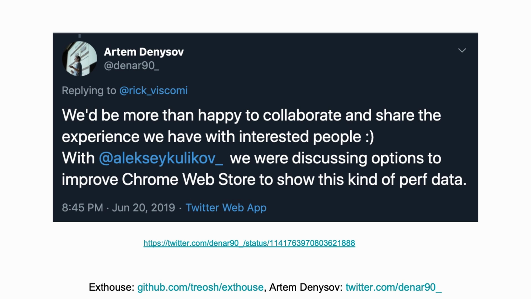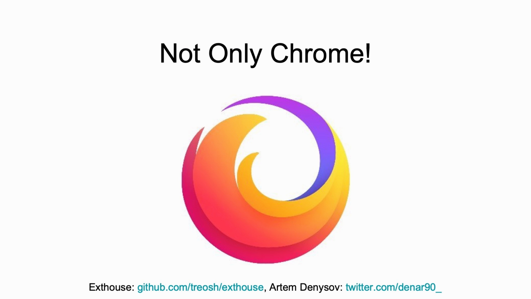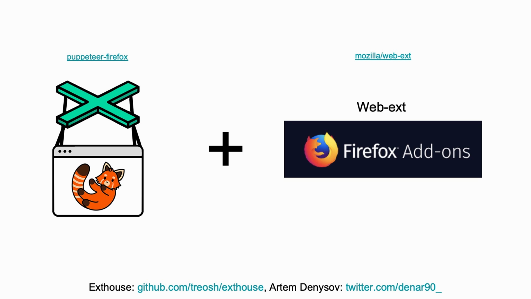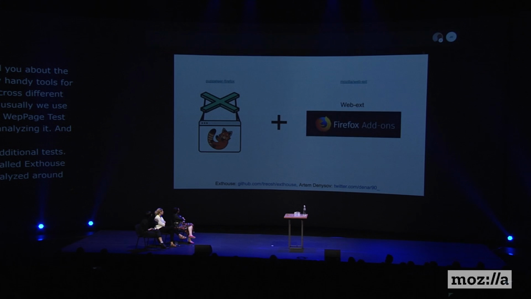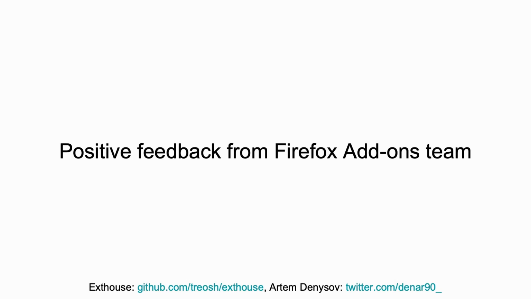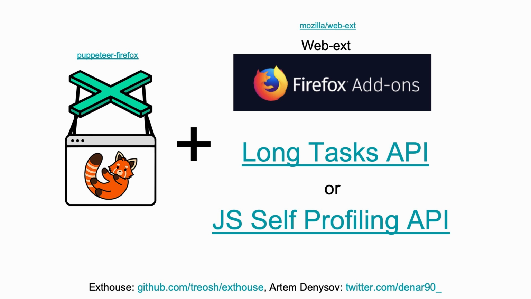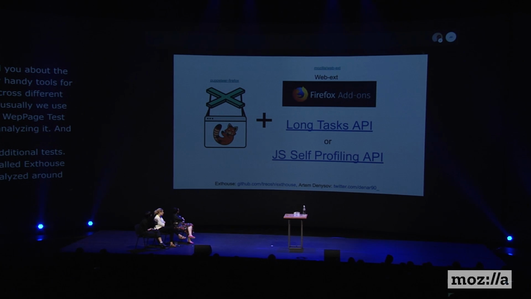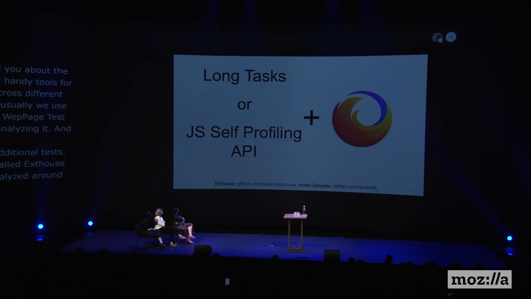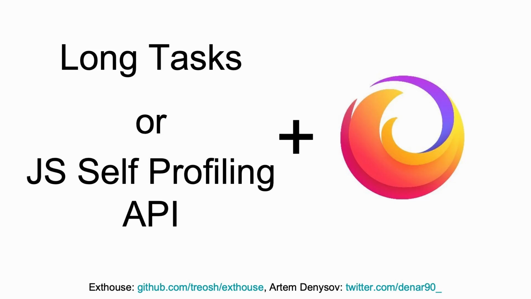I've been talking about Chrome, but we have not only Chrome, we have Firefox, and we've done some investigation in this area too, using Puppeteer Firefox and the WebExt package from Mozilla to install add-ons for Firefox. We presented that to the Firefox add-ons team and got positive feedback about the idea to have Firefox analysis, but due to limited performance API, it would be super helpful to have the Long Tasks API or the JavaScript Self-Profiling API to do this performance analysis.